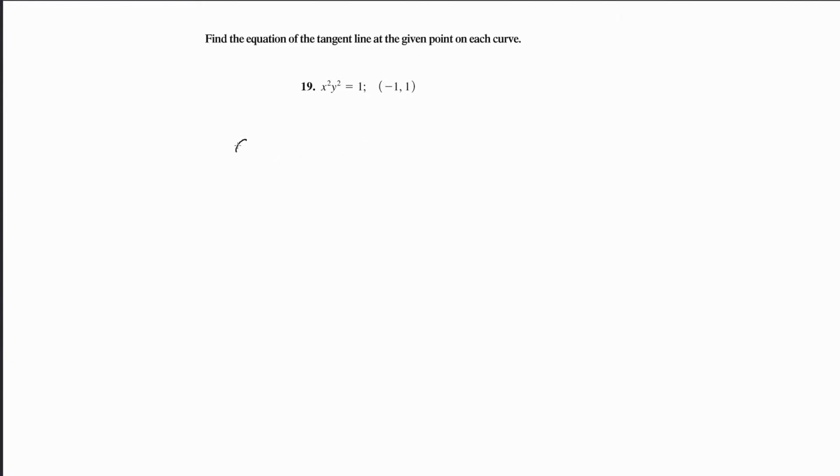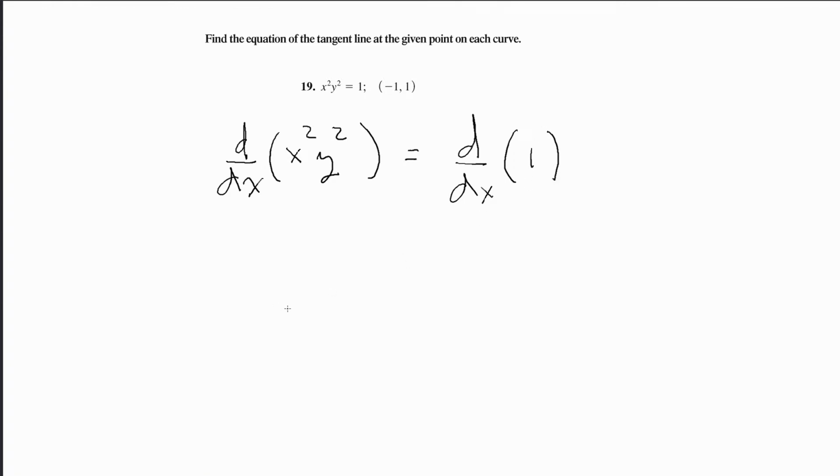Doing that, we know that the derivative with respect to x of x squared y squared has to be equal to the derivative with respect to x of the number 1. So we have to use the product rule. Watch what we get.